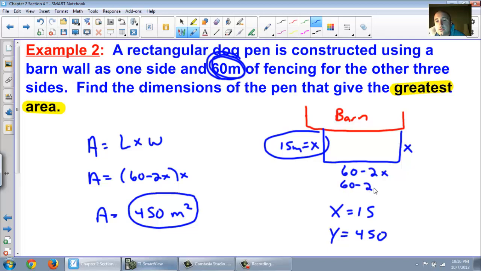60 minus 2 times 15. 60 minus 30 equals 30 meters. So our width is 15, and our length is 30. And the maximum area is always your y value, so 450 meters squared. Okay, this will be a little confusing at first, but once you do a couple, it will make some sense.